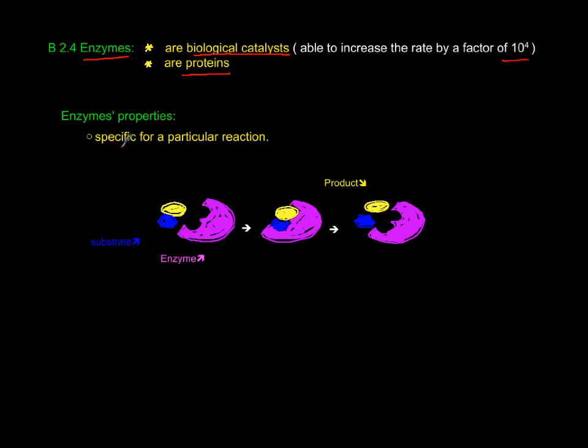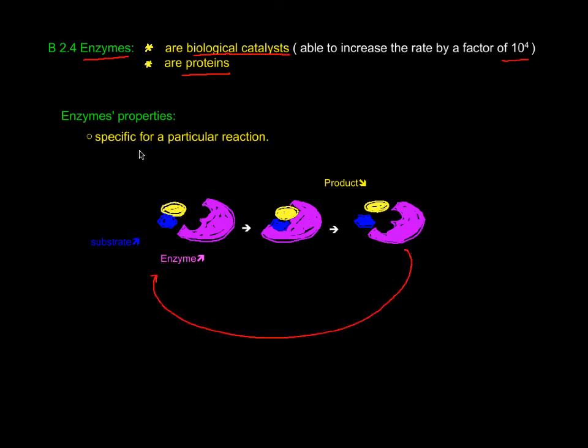Now there are a few properties of enzymes. The first is they are specific for a particular reaction. The pink is the enzyme and this here is the substrate, which is attached to it. The enzyme has a specific shape so that it can induce fit this substrate into itself, and then the reaction takes place, and this is your product. There is a separation here, and the enzyme is released and comes back and starts over again.